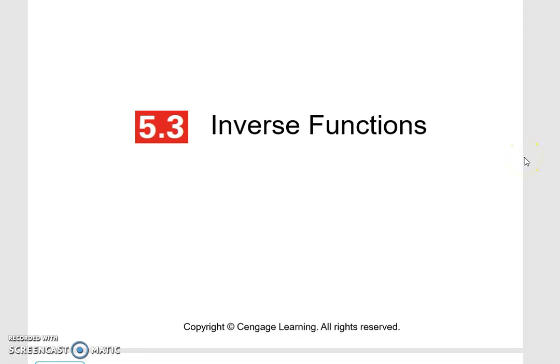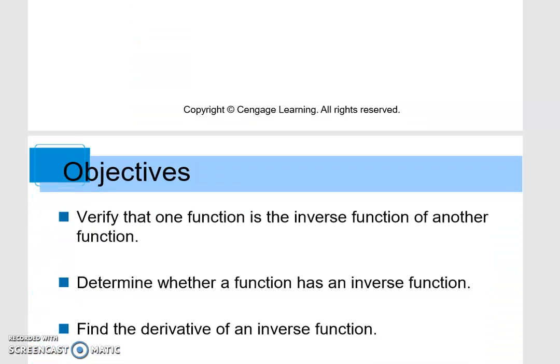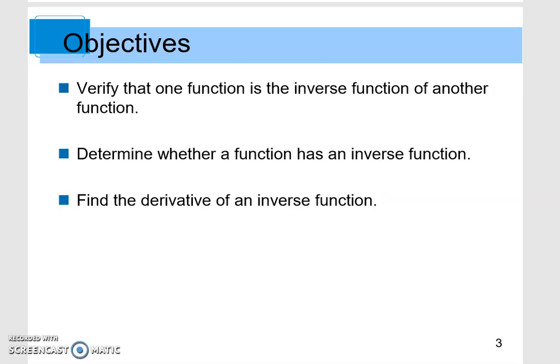So we're going to look at chapter 5, section 3, which has to do with inverse functions. Our objectives for this section are verifying that one function is the inverse function of another function, determining whether a function has an inverse function, and finding the derivative of an inverse function. The first two objectives are basically recall, with a couple of added things that have to do with calculus, and that last objective, finding the derivative of an inverse function, is something that's new.